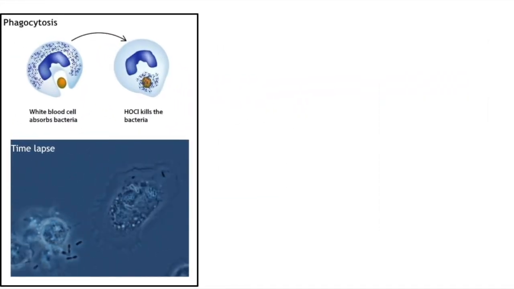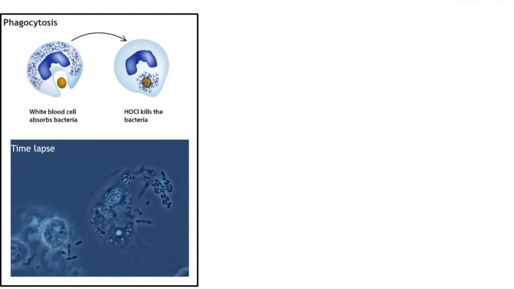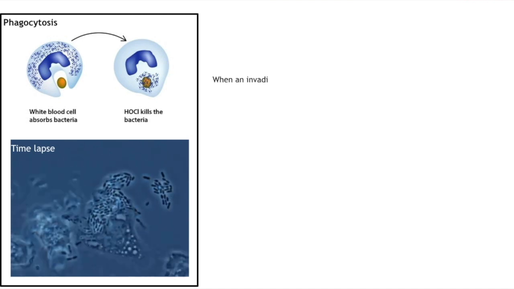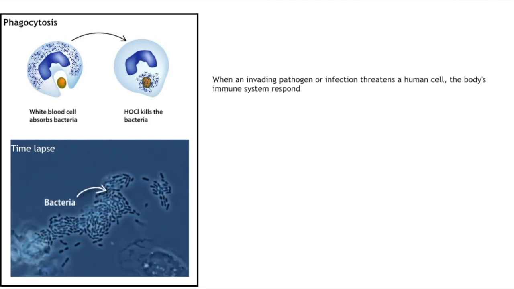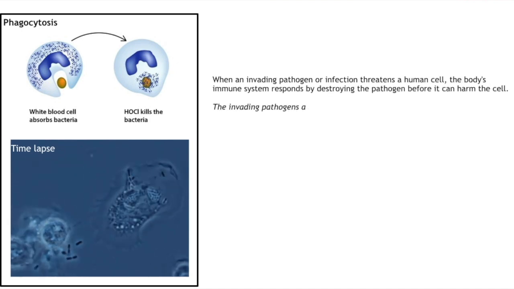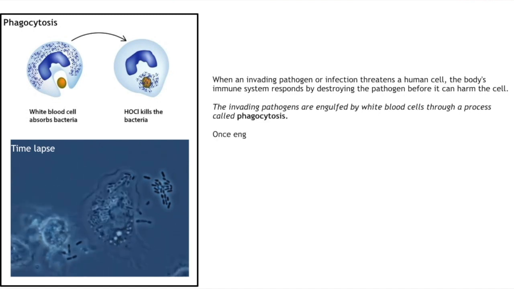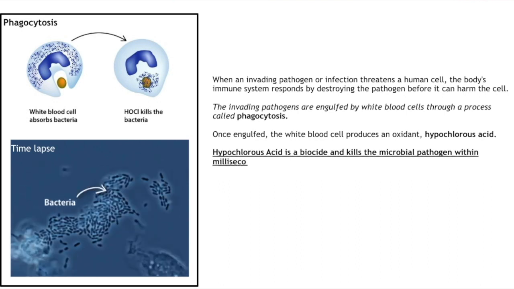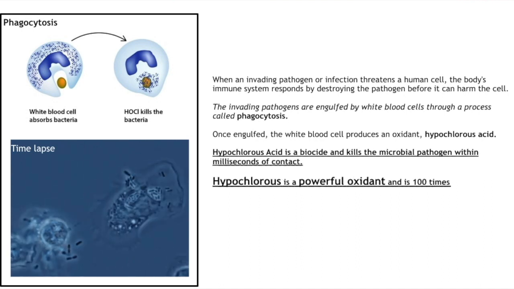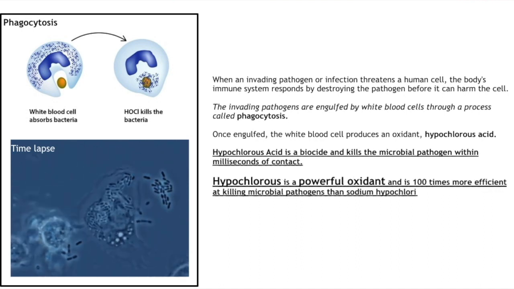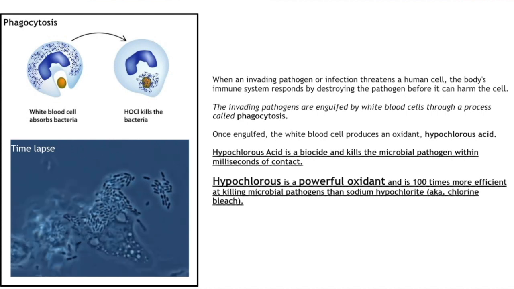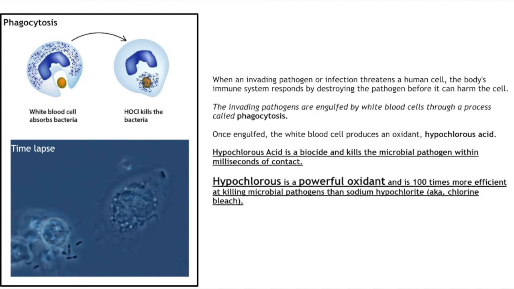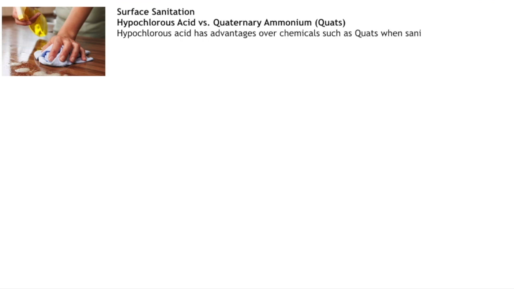This same process is used in phagocytosis, which is white cells killing bacteria. Whenever bacteria invades our body, these white cells destroy bacteria using hypochlorous acid. It is a powerful oxidant and is 100 times more efficient in killing microbial pathogens than sodium hypochlorite, that is chlorine bleach. About safety of HOCl, it is used as a surface sanitizer.